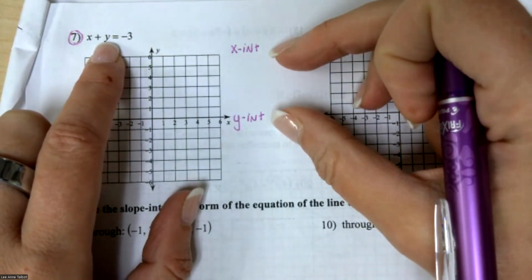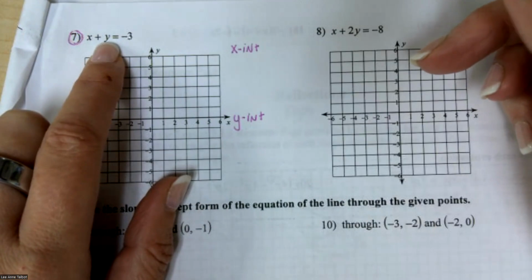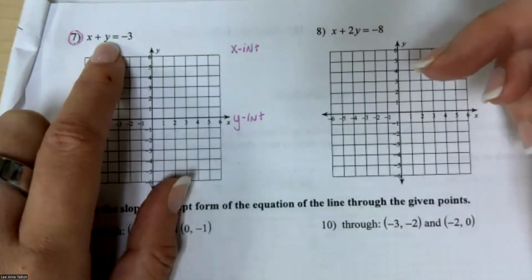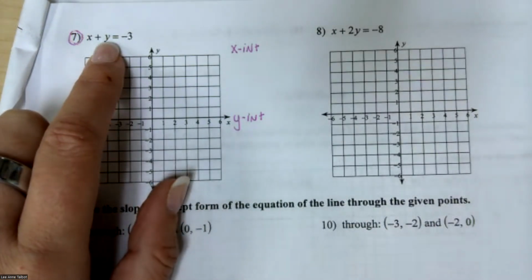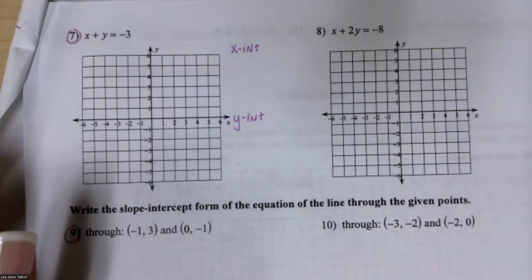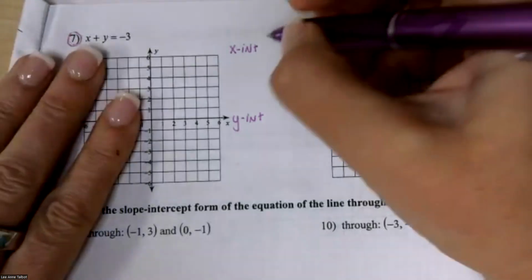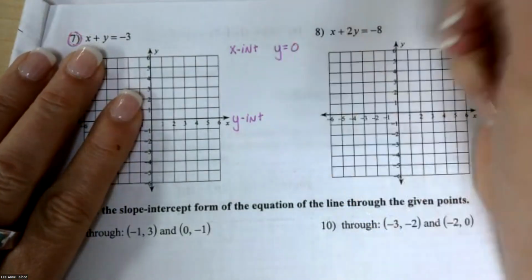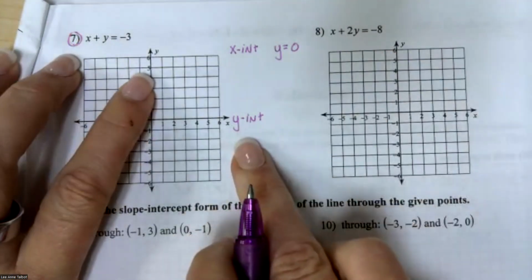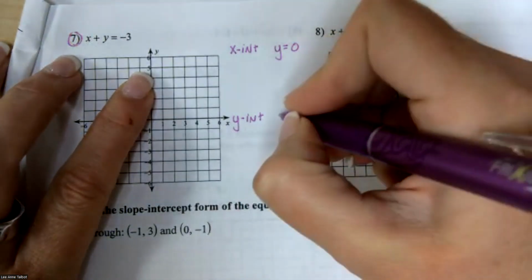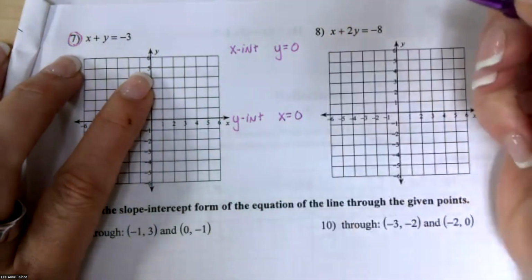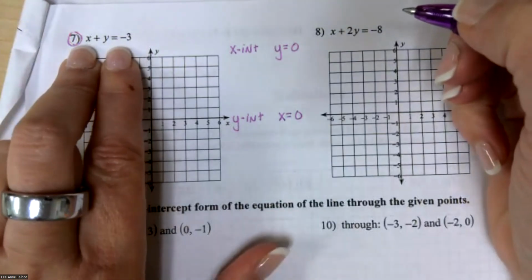And do you guys know what to do when you have an x-intercept? Oh, I heard it. Y is 0. Yeah, okay. So you set y as 0. And do you know what to do when you want a y-intercept? You set x as 0. Okay, so we're going to do these 2 problems.